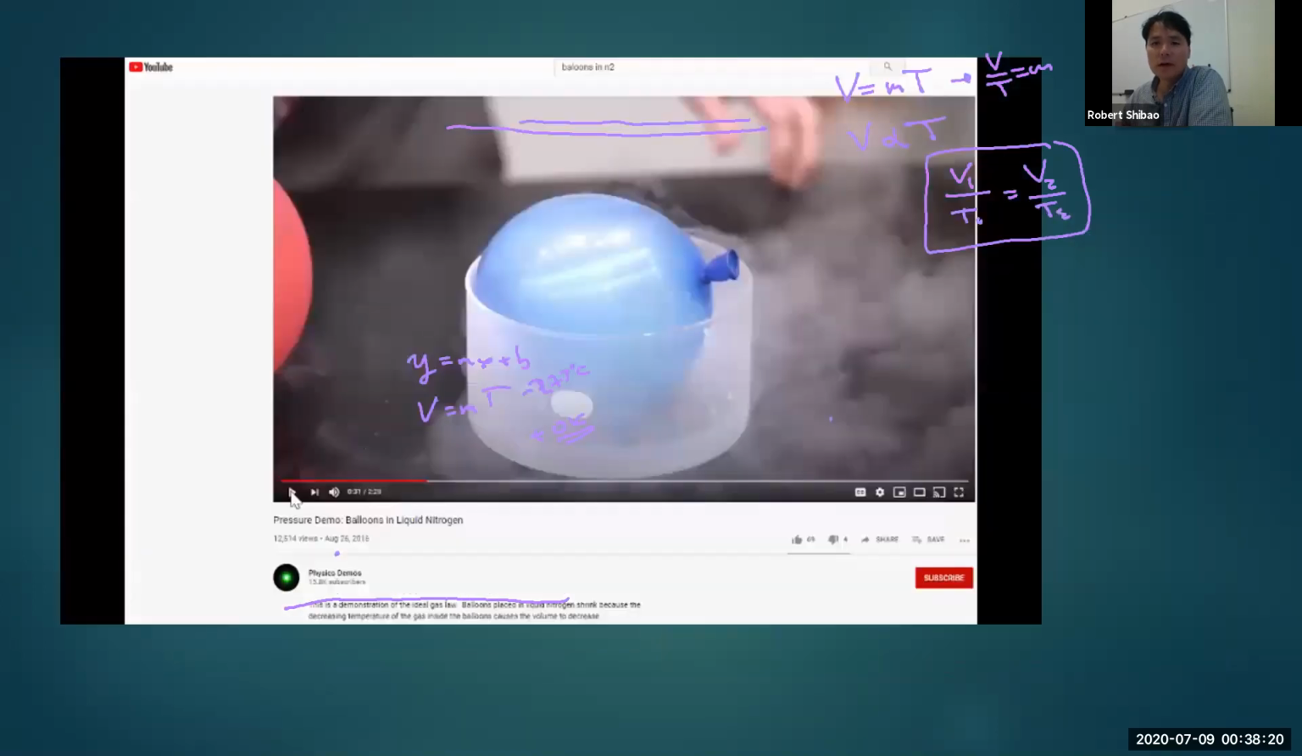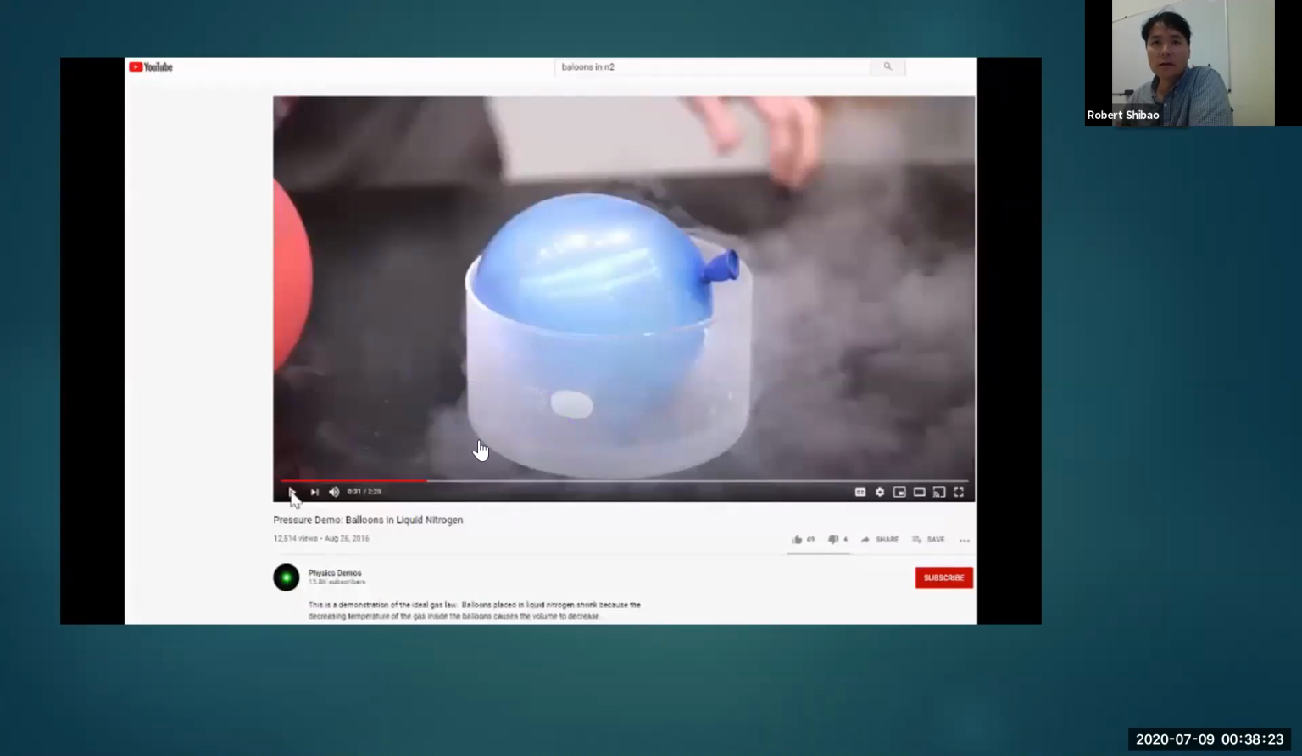Here's a demo of Charles' law. Let's take a look at that. And so here's a balloon, and this is liquid nitrogen here.